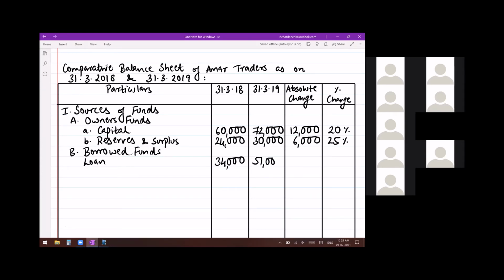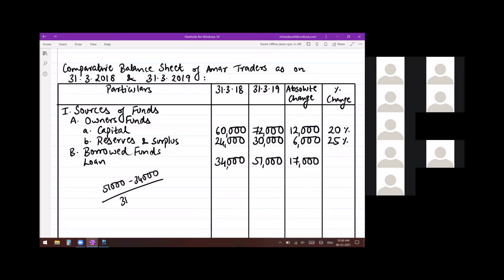Keep a rough sheet at the side and immediately do this calculation. Firstly, tell me the change that has occurred in terms of amount. 17,000. 17,000 is correct. 51 minus 34. That is 17,000, correct?